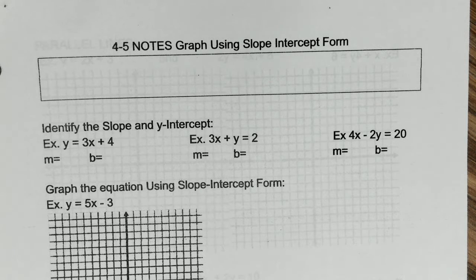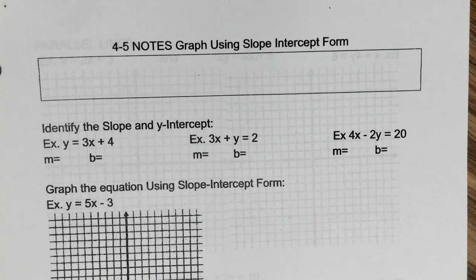Today I'm going to teach you how to graph using slope-intercept form. It's the easiest way to graph because you use your starting point, which is your b, and then you use your rise over run, and you don't have to do anything else.